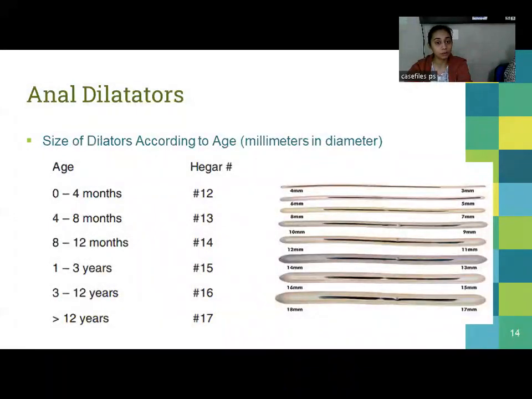The desired size of the dilator is the diameter of the dilator in millimeters, and it is used accordingly. For 0 to 4 months, the size is 12. 4 to 8 months is 13. 8 to 12 months, 14. 1 to 3 years, 15. 3 to 12 years is 16, and more than 12 years, 17 number.